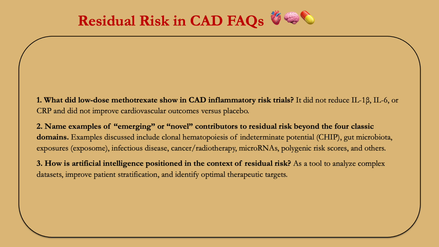Name examples of emerging or novel contributors to residual risk beyond the 4 classic domains. Examples include CHIP, or clonal hematopoiesis of indeterminate potential, gut microbiota, exposures or exposome, infectious disease, cancer or chemotherapy or radiotherapy, microRNAs, polygenic risk scores, and others. How is artificial intelligence positioned in the context of residual risk? As a tool to analyze complex datasets, improve patient stratification, and identify optimal therapeutic targets.